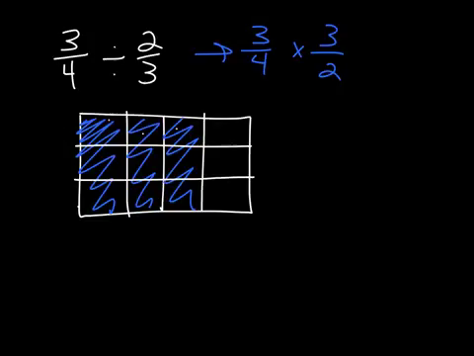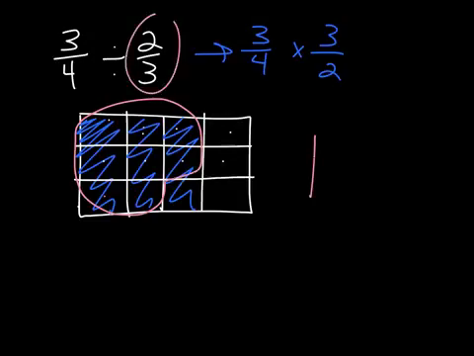Because 1, 2, 3, 4 would be 1/3, and 1, 2, 3, 4 would be 2/3. So I need 8 of those pieces, which I have at least 8. So I have 1, 2, 3, 4, 5, 6, 7, 8. So I have 8. That is 1 2/3. So 2/3 goes into 3/4 once for sure.